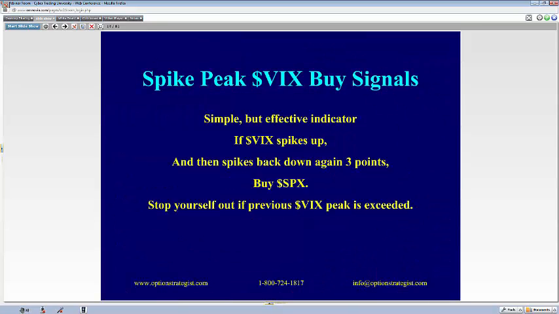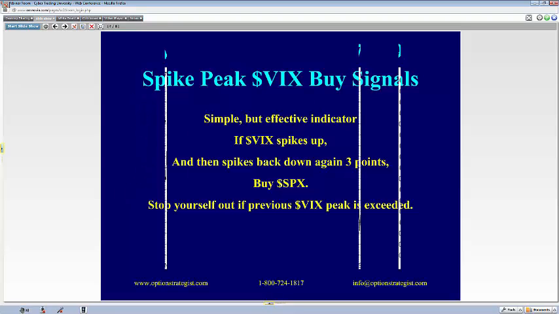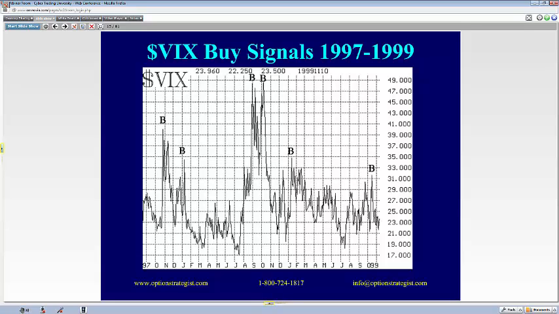But I want to start off with a very simple, very useful signal, and quite successful. And it's simply this. If the market is collapsing and VIX is spiking up like this, then you wait for VIX to make a spike peak, and that forms a buy signal for the stock market. And I'm going to quantify this for you. But what's pretty interesting about that is we're in that situation right now.